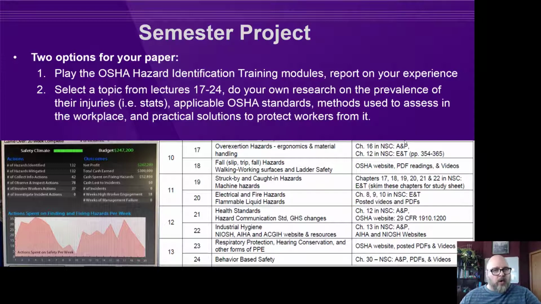Over the next 4 weeks, not this week, but following, we'll talk about ergonomics, which is overexertion hazards, slip, trip, falls, walking and working surfaces, struck by, caught in hazards and machine hazards, electrical, fire hazards, flammable liquid hazards, and then we'll get into the health standards, industrial hygiene, respiratory protection, hearing conservation, and finally behavioral-based safety. Kind of round things up.